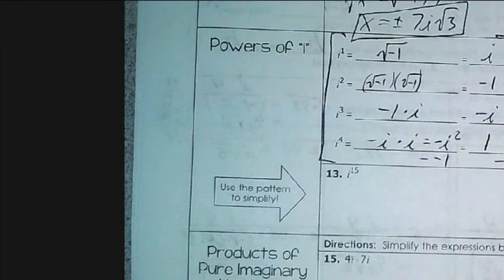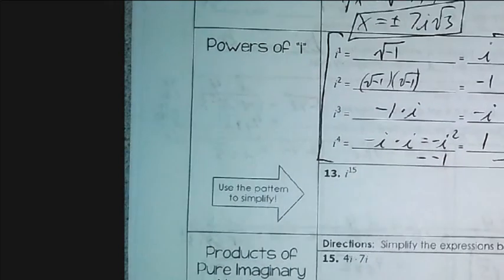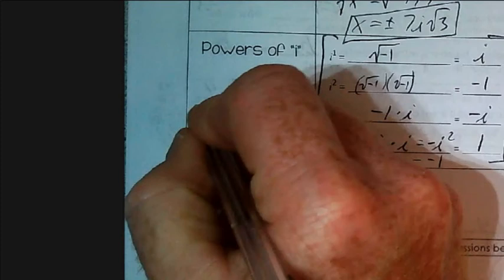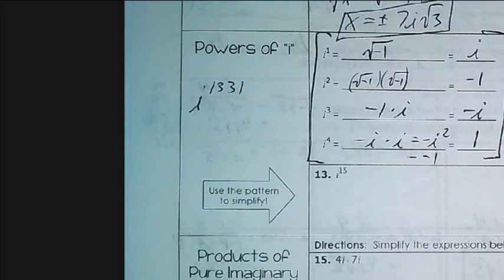Alright, now, it's good to memorize those. I don't think I'm going to make you memorize those, but it's good to. So here's the thing. What if there is a much larger exponent? Let's say we had i to the 1,331. Oh my goodness, what am I going to do? Okay, how many possibilities are there?